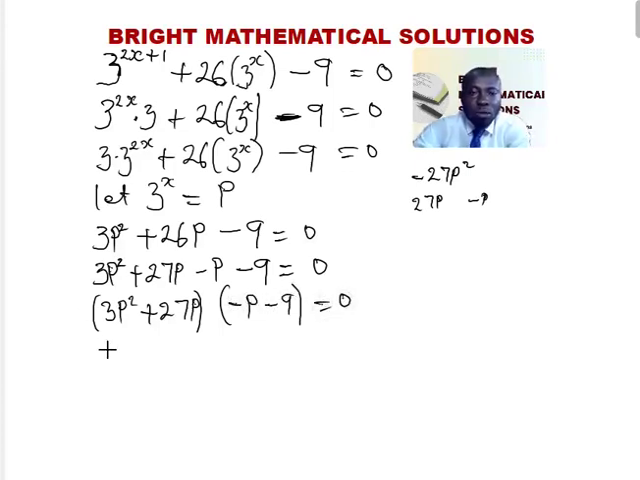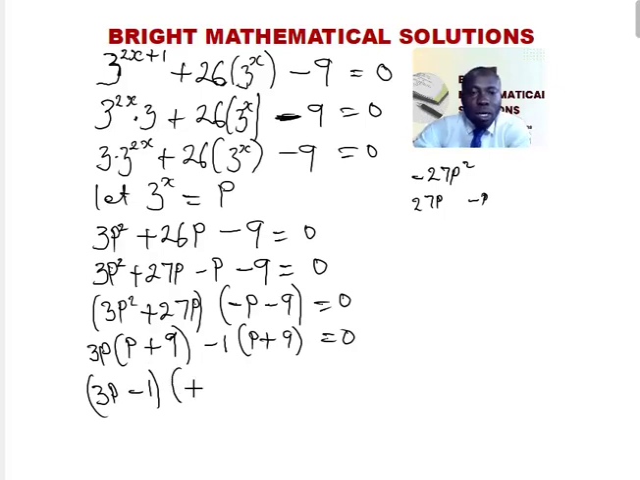So let me factor out what is common. 3p is common here, so I have 3p times p plus 9. Let me factor out what is common in the next pair, that is minus 1, times p plus 9. Since what is left is the same, I'm going to pick one while I collect these together. That is 3p minus 1 and p plus 9 equals 0.